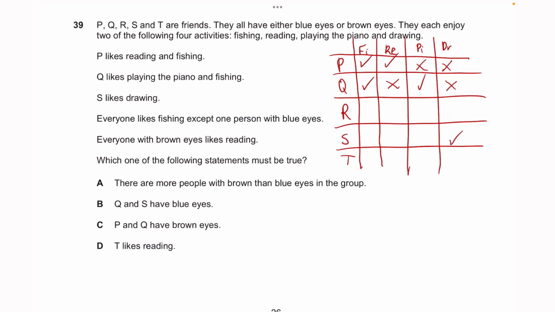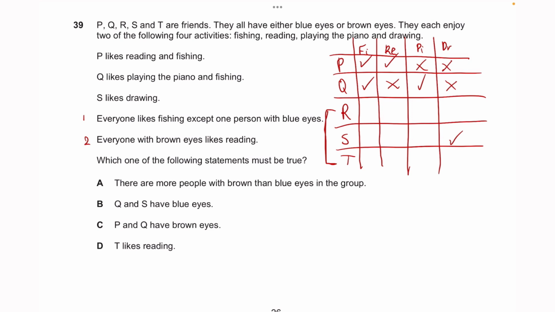And then what we've been given is 2 other clues. Everyone likes fishing except for one person with blue eyes. Okay, so what we know is that we don't know R, S, T. We actually don't even know any information about R, and we don't even know any information about T. But that's all we know so far. And we also know that everyone with brown eyes likes reading.